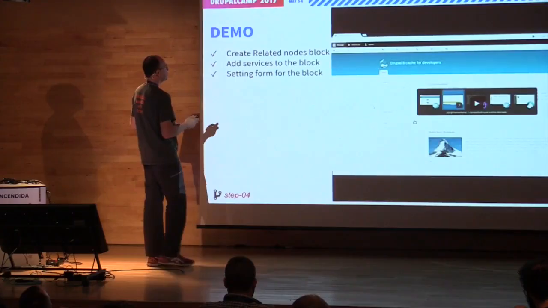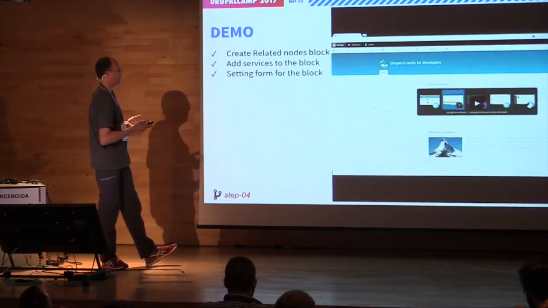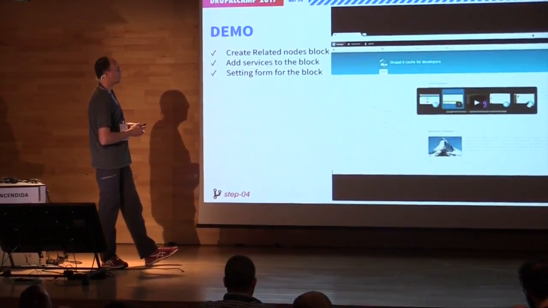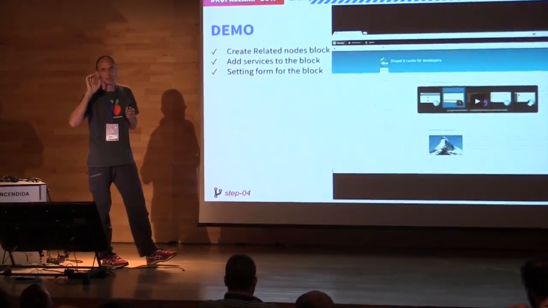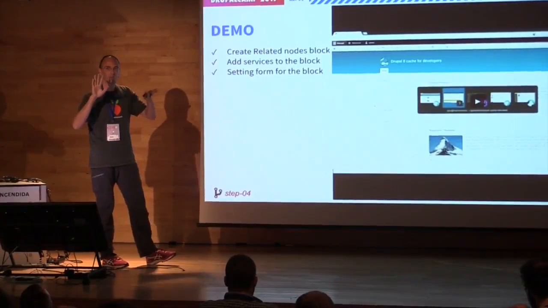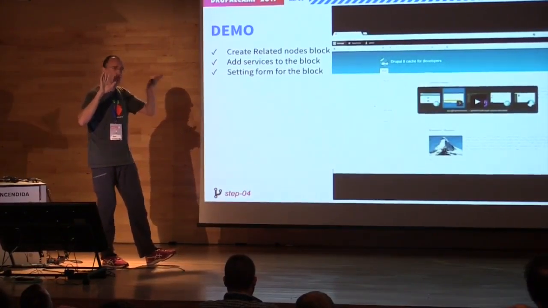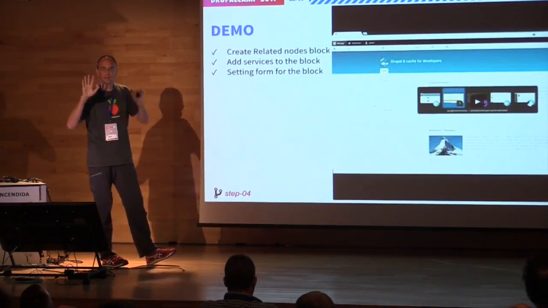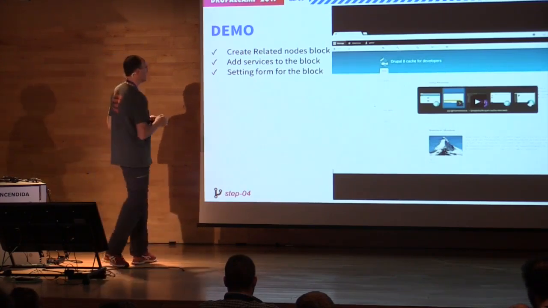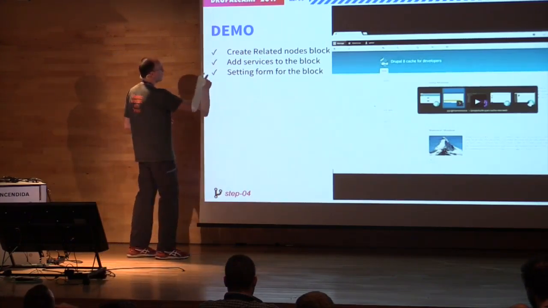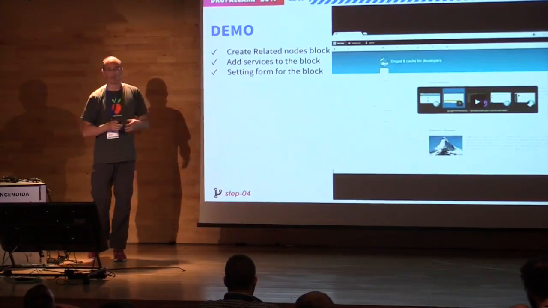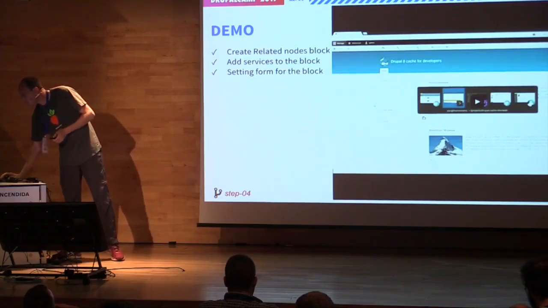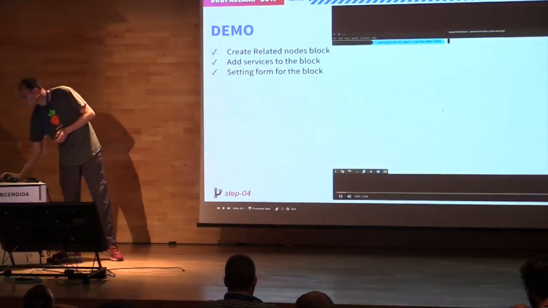And now I'm going to create another block that is going to add that functionality: in the beach articles I want to show a block with beaches, and in the mountain articles I want to show the mountains. Okay? I'm going to add services to the block, and I'm going to add a setting form for the block as well, so we can see how Drupal Console can build this.